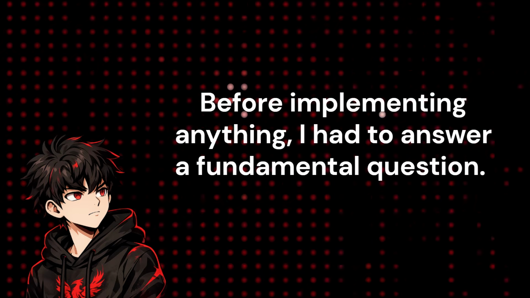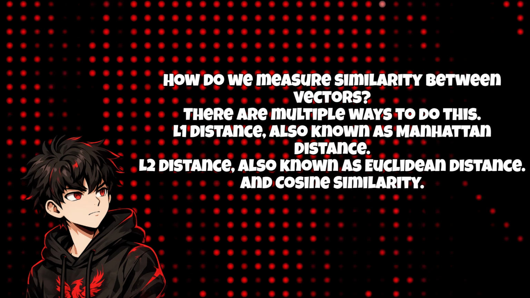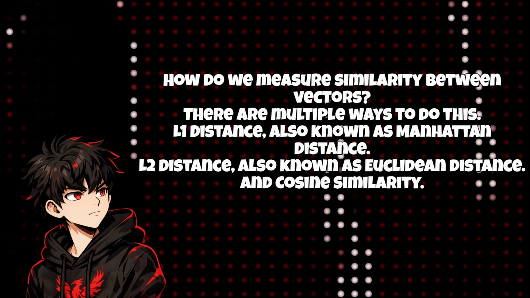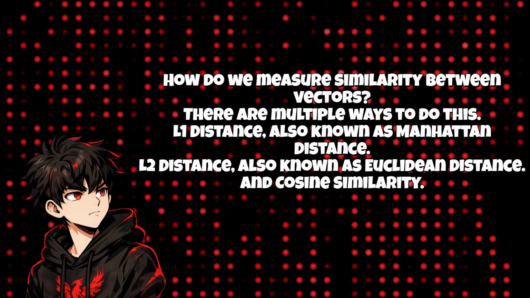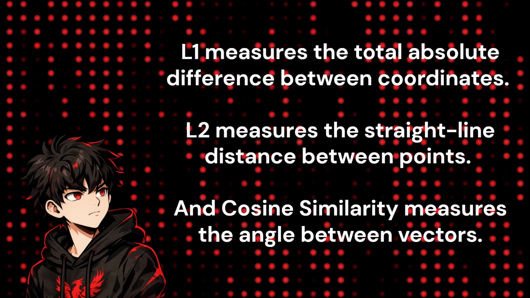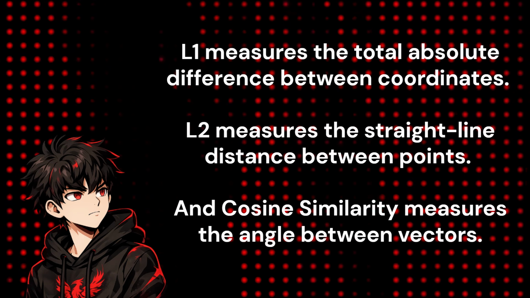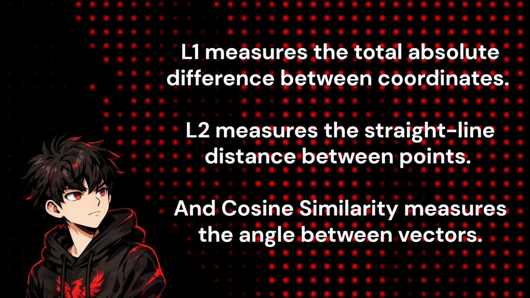Before implementing anything, I had to answer a fundamental question. How do you measure similarity between vectors? There are multiple ways to do this. L1 distance, also known as Manhattan distance, L2 distance, also known as Euclidean distance, and the famous cosine similarity. L1 measures the total absolute difference between coordinates. L2 measures the straight line distance between points. And cosine similarity measures the angle between vectors.